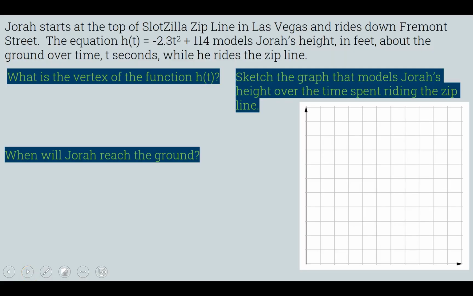All right, here we go. Real world stuff. We have Jorah on a zip line in Las Vegas that rides down Fremont Street. Okay, there's an equation for the zip line. It is -2.3 t squared plus 114. That's showing the height over the time in seconds when we're going down the zip line.